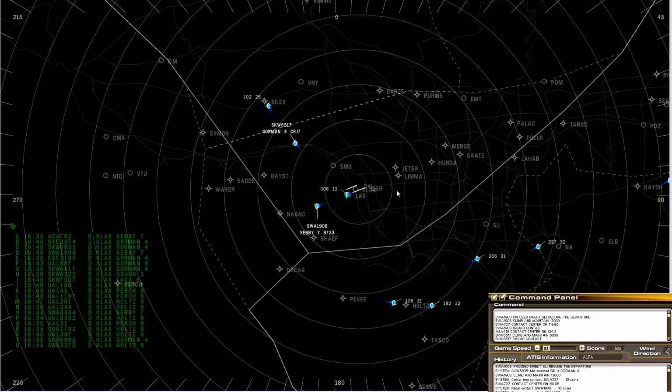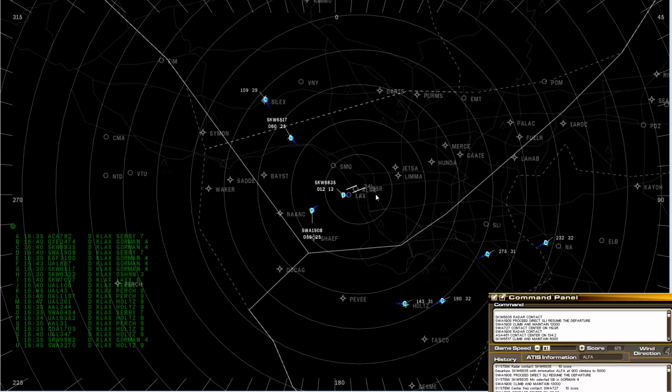Departure, SkyWest 6835 with information Alpha at 900s climbing to 5000s. SkyWest 6835, radar contact. SkyWest 6835, climb and maintain 6,000. Climb and maintain 6000 SkyWest 6835.